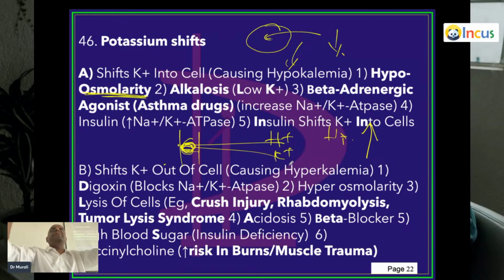Whenever alkalosis is there, it leads to hypokalemia. Okay. Then what is the most common cause of hypokalemia in intensive care unit? So we all give salbutamol, salmeterol, formoterol, all of which are beta 2 agonistic agents.